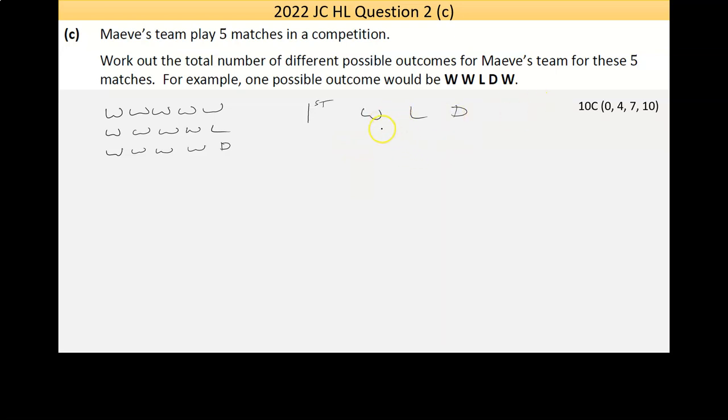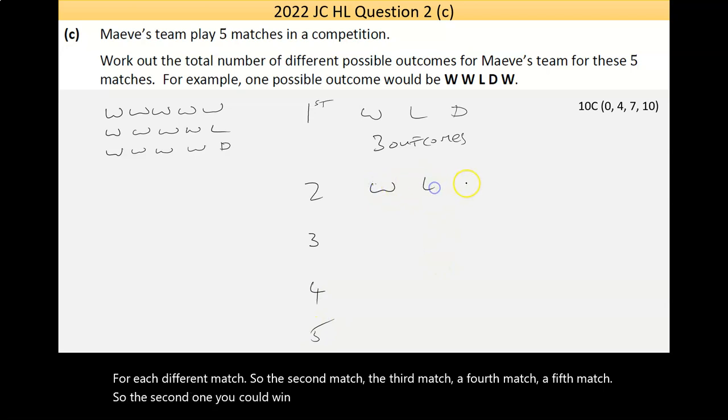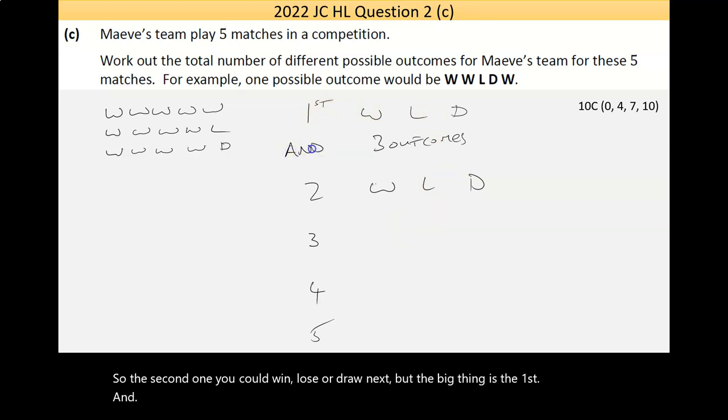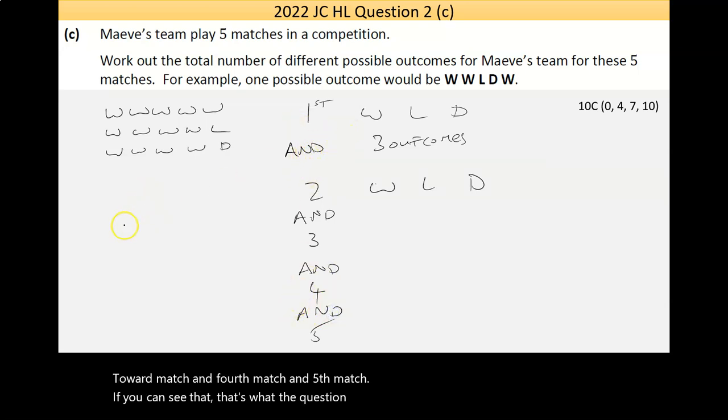So there's three outcomes. Now that's going to be the same for each different match. So there's a second match, a third match, a fourth match, and a fifth match. So the second one, you could win, lose, or draw. So what you're basically saying is the first and second match and third match and fourth match and fifth match. Now, if you can see that, that's what the question is basically getting across.